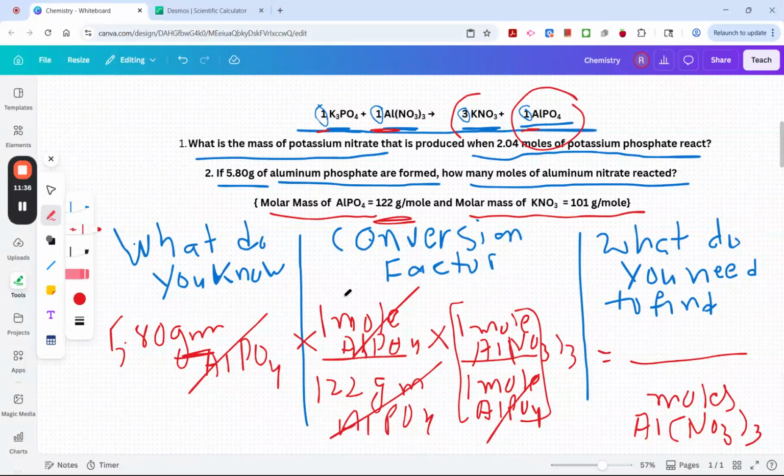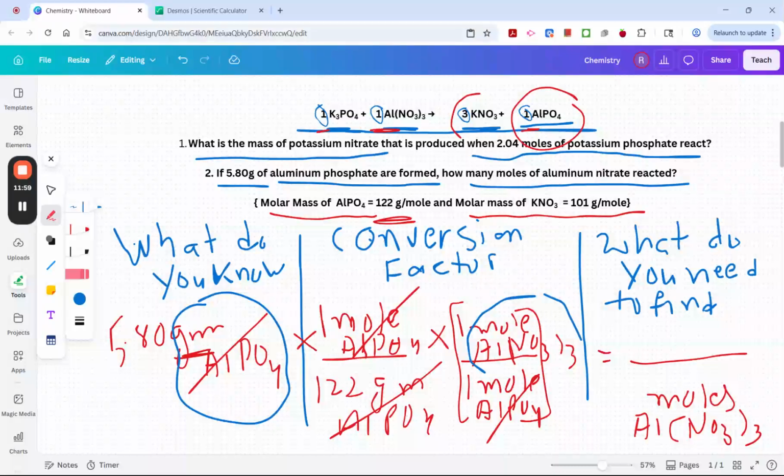Aluminum phosphate out. Keep in mind, when you're using conversion factors or doing the mole conversion calculations, make sure you're writing these units. If you are not using units, there are chances that you will make mistakes or use the wrong conversion factor. So now I'm left with moles of aluminum nitrate. This is what my question is: how many moles of aluminum nitrate reacted?